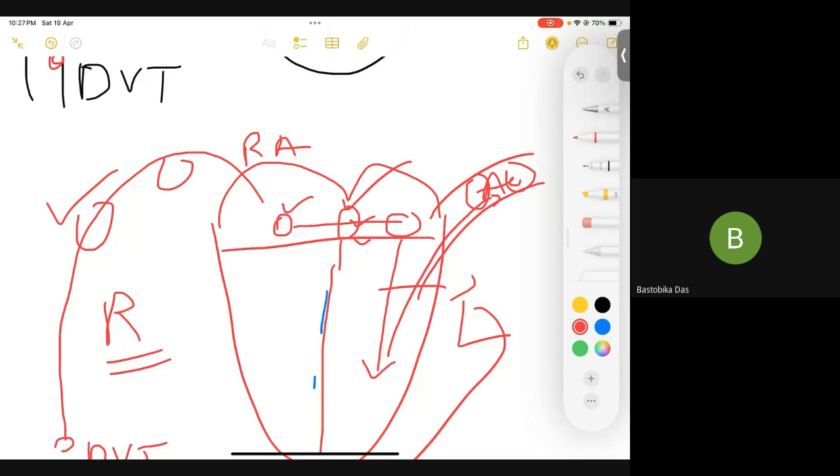Let me just repeat it again. Whenever a DVT thrombus moves from the right-sided circulation to the left-sided circulation, it can only occur if we have patent foramen ovale, right? Whenever it enters, it's called paradoxical emboli. So keep in mind, paradoxical emboli is most probably going to be seen in patent foramen ovale.